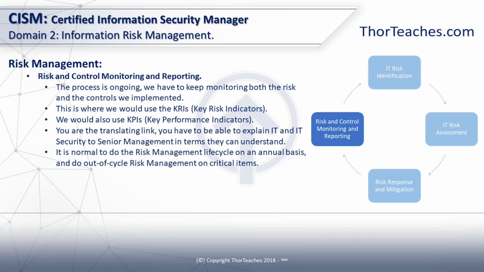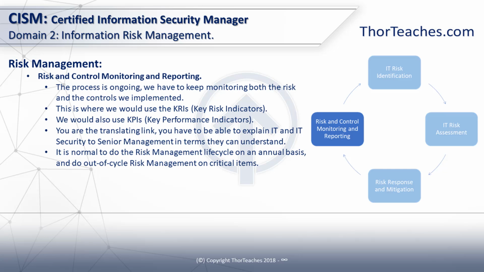And it does sound a little weirdly worded, but it is both the risk and the controls we implemented that we're monitoring and reporting on. And the risk and control monitoring and reporting is an ongoing process. We keep monitoring the risk, we keep monitoring the controls we put in place to see if they're enough. Or if new risk emerges or the risk actualizes in a way we didn't expect. And if you remember back to the KRI, KPI, and KGI, this is where we'll actually use the key risk indicators. Because the threat landscape is never static.